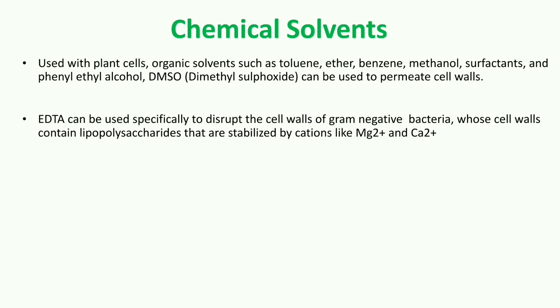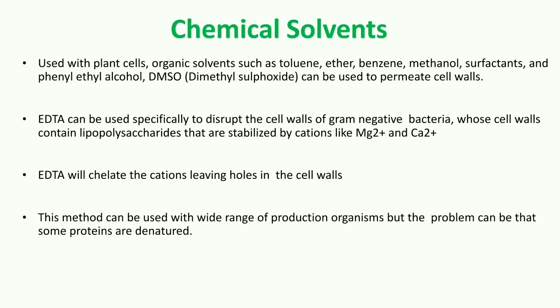These bacteria's cell wall contain lipopolysaccharides which are stabilized by cations such as magnesium and calcium. EDTA will chelate these cations, leaving pores or holes in the cell wall. This method can be used with a wide range of organisms. The problem that can arise is that due to the action of EDTA, certain proteins can get denatured.